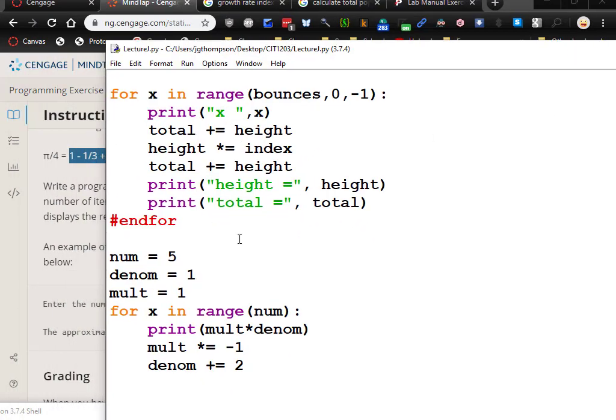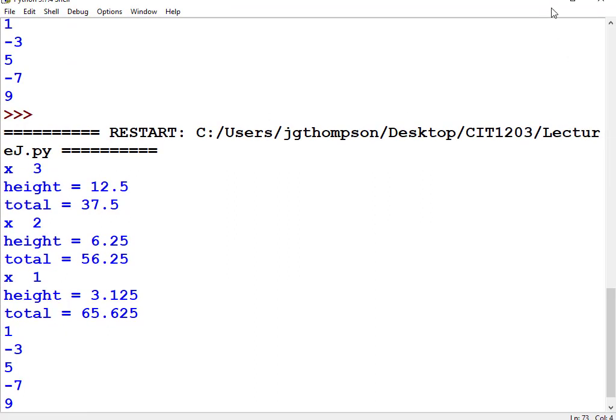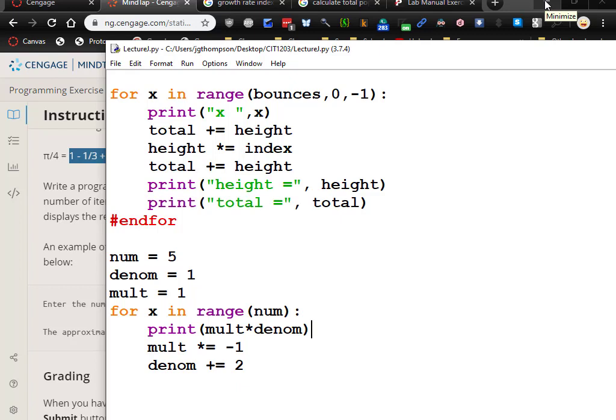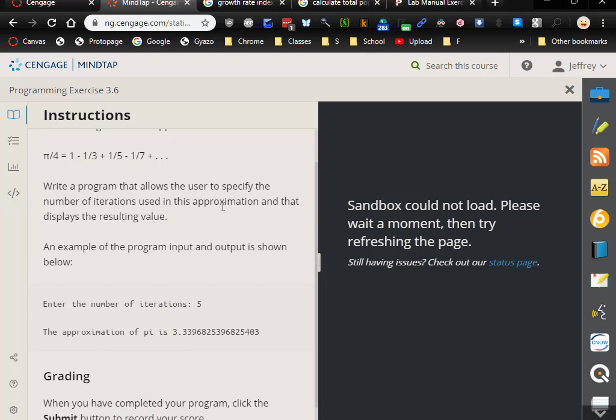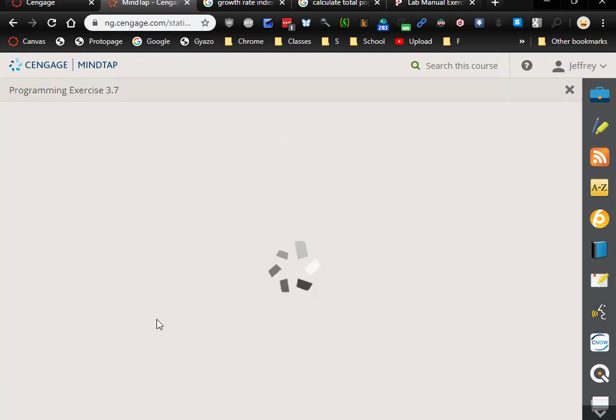Where's my shell? And that's it. That's the pattern that we wanted to see. 1, negative 3, 5, negative 7, 9. So what would you do? You would just add 1 over 1, subtract 1 over 3, add 1 over 5, subtract 1 over 7, and add 1 over 9. That may be about far enough as far as these programming problems are concerned, because the other two are probably going to be the stupid ones. So 6 is an acceptable programming problem, in my opinion, and that's the last one that I assigned for a grade. Let's go and ogle the others.